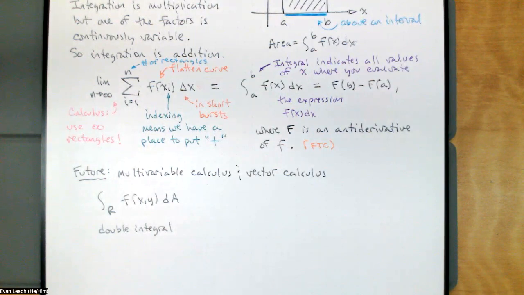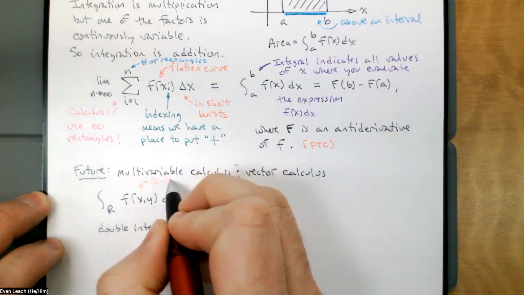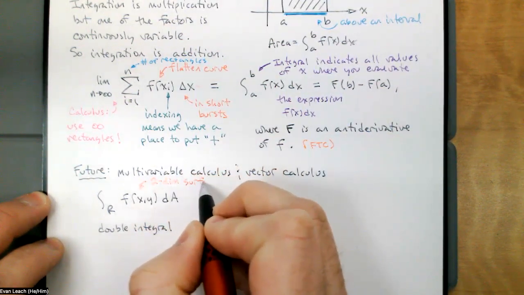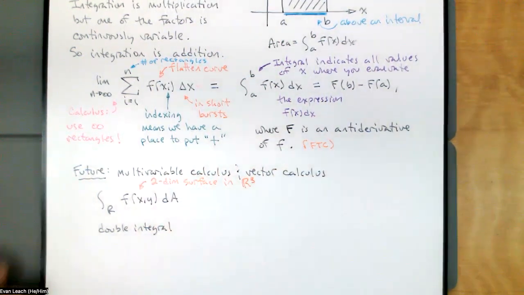A function of two variables is not going to represent a one-dimensional curve in two-dimensional space. A function of two variables is going to give us a two-dimensional surface in three-dimensional space. So a function of two variables is a two-dimensional surface in three-dimensional space. We're going to interpret the integral the same way, but we're going to have to update to these higher dimensions.